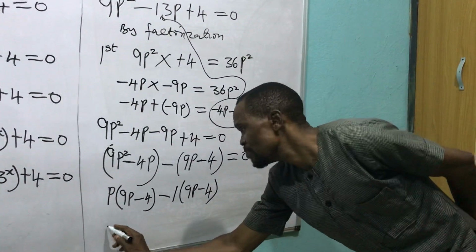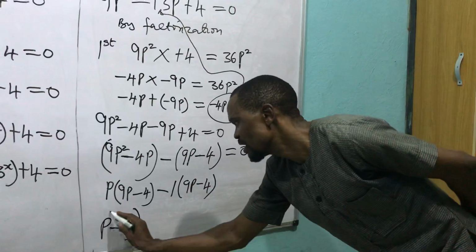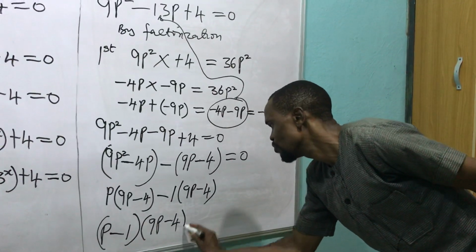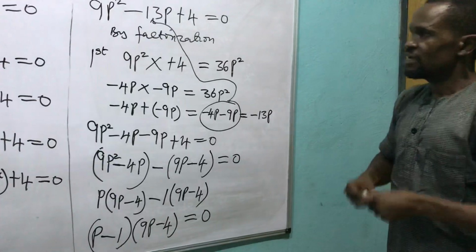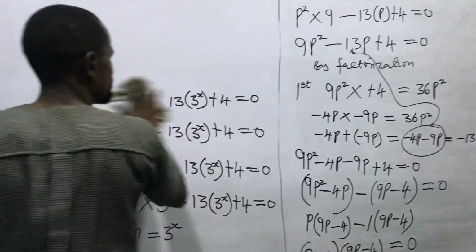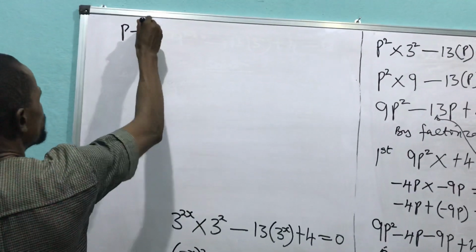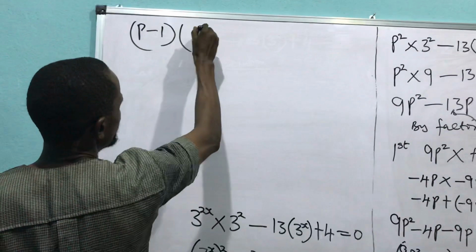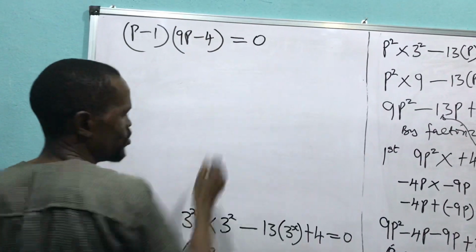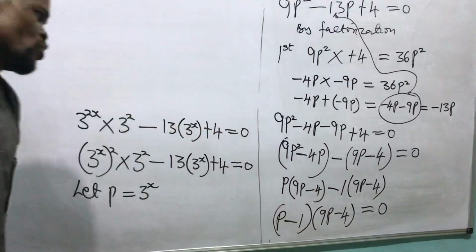Then this equation can now be what? P, are you following? Minus this minus 1. I close the bracket. This and this are common. I choose 1, which gives me 9p minus 4 equals to what? 0. Then I can clean up here to complete this. Let us look at the completion of this question over here. What we have here is p minus 1 into 9p minus 4 equals to 0. Look at it. P minus 1 in bracket into 9p minus 4 equals to 0.